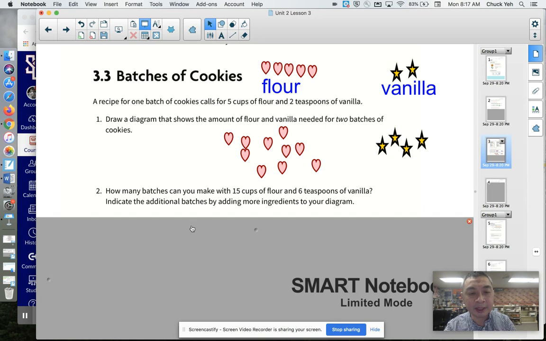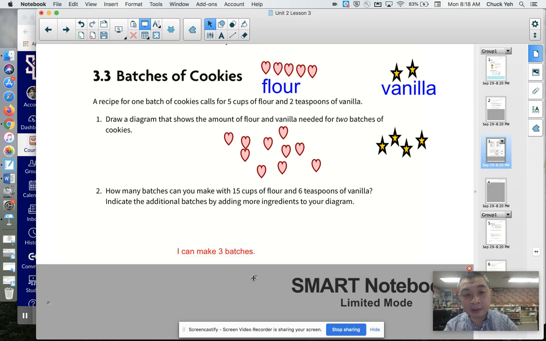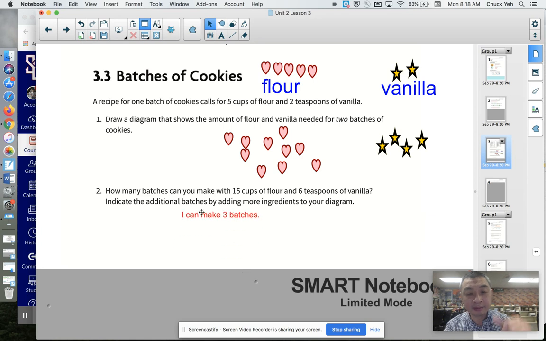And then let's look at the second one. How many batches can you make with 15 cups of flour and 6 teaspoons of vanilla? Okay, so 15 cups of flour. If it's 5 cups for 1 batch, 15 cups would be what? 5 times what will equal 15? And then 2 times what will equal 6? So wouldn't it be 3, right? Yep, 3 batches.